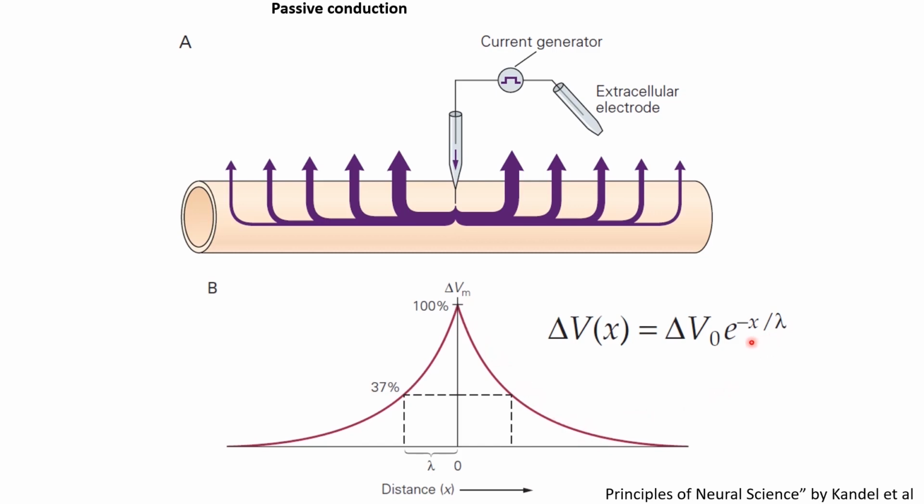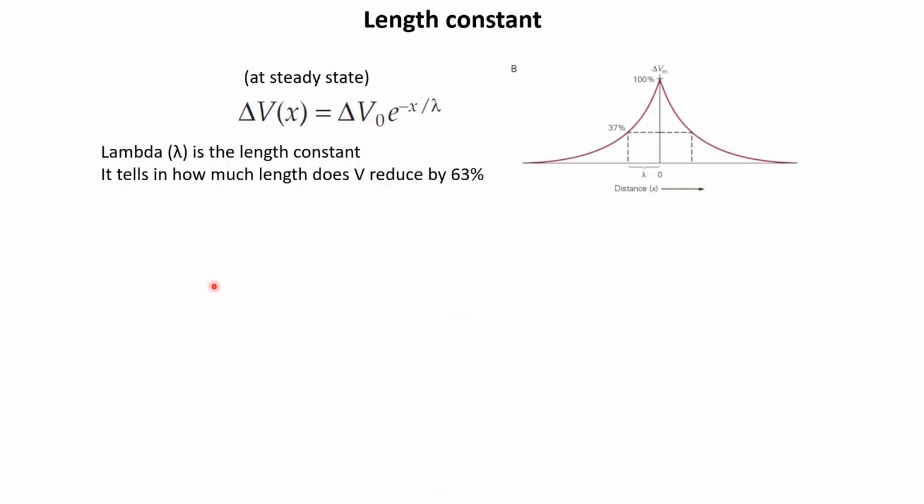So when x is equal to 1 lambda, then the value becomes delta V naught e to the power minus 1, or it becomes 37% of the maximum value. So that distance is equal to 1 lambda. So the membrane potential change at any distance x from the point of injection is given by delta V naught e to the power minus x over lambda, and lambda is the length constant. So lambda must have the same units as x for this to be a dimensionless quantity. So it's in the unit of meters.